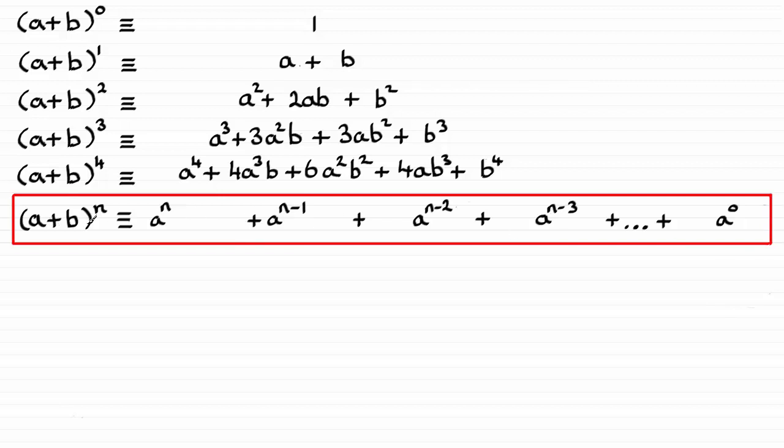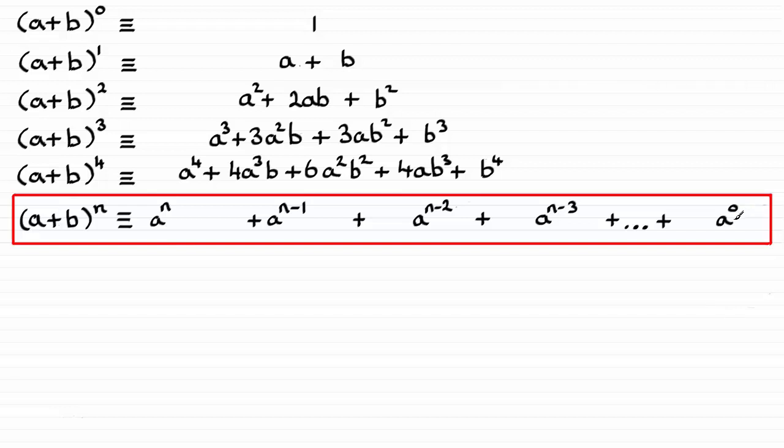When we've got a plus b to the power n, we know that in every term it's going to go a to the power n, and it's going to go down in descending powers for a. So a to the power n minus 1, a to the power n minus 2, and so on, all the way down till we get to the last term, a to the power 0, which is effectively 1.